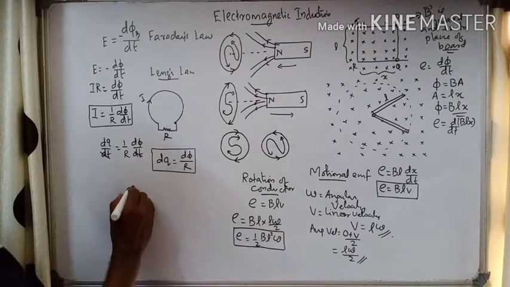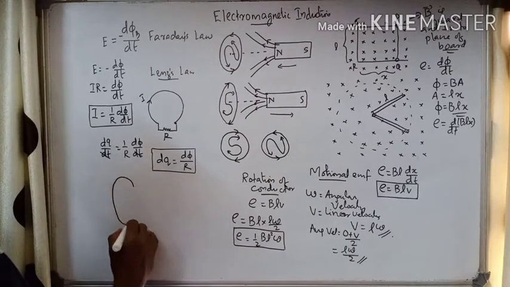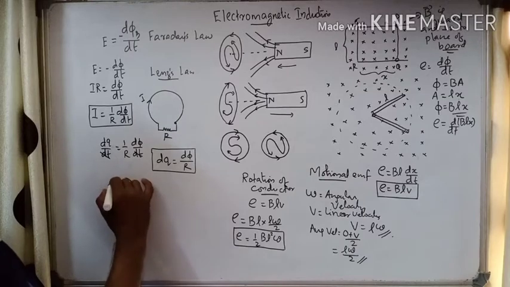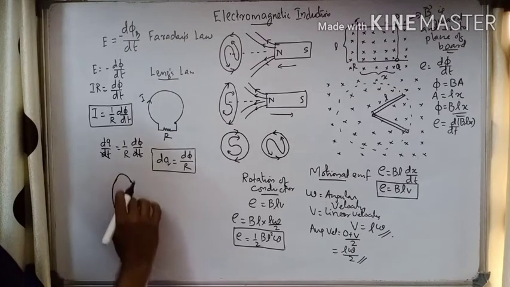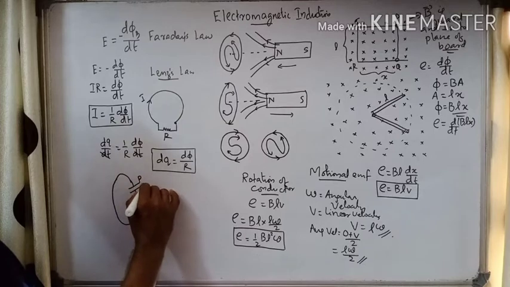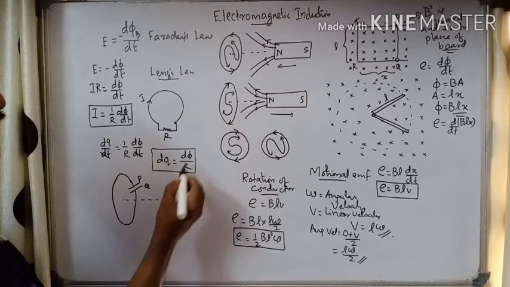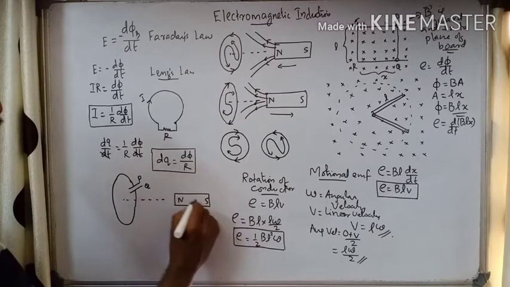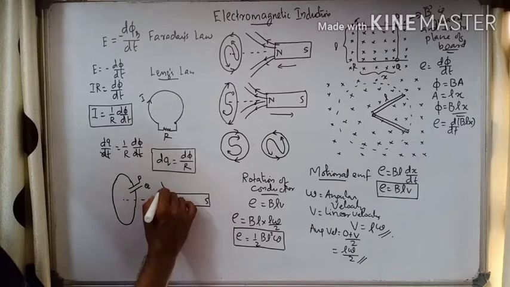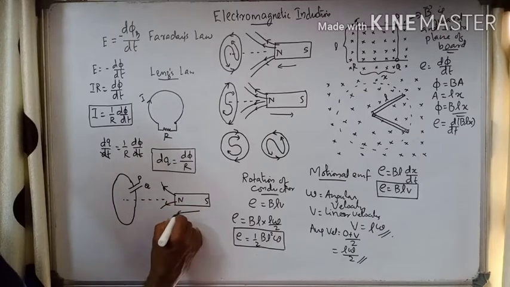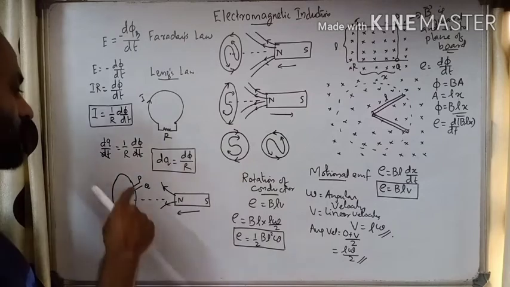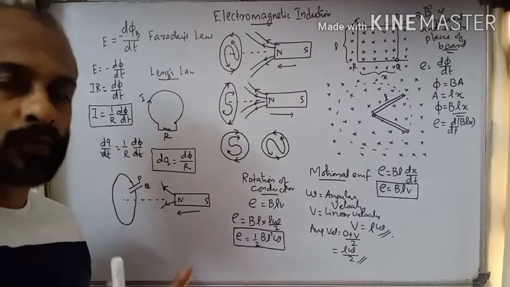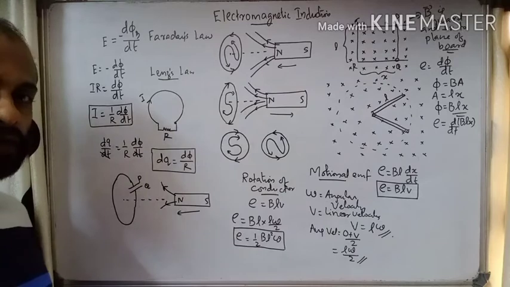We have a circular coil like this. It is a side view of the circular coil. I have placed a capacitor here. This is the plate P of the capacitor, and this is Q. The north pole of a magnet is approaching, coming towards the coil. We need to find the polarity of the capacitor, which plate will be positively charged and which will be negatively charged.